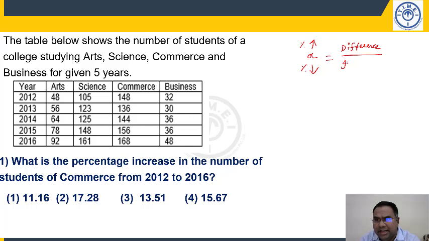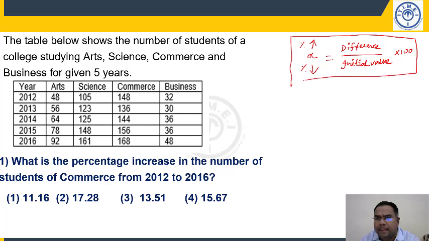Difference by initial value, that is the starting value, into 100. Difference is nothing but final value minus initial value. Difference is nothing but final minus initial, by initial, into 100. So percentage increase or decrease will use the same formula. Okay, try, students. We'll discuss. I'll give you 30 seconds of time. Start solving. I'll also start the stopwatch here.